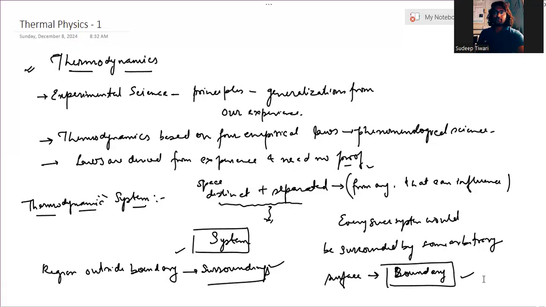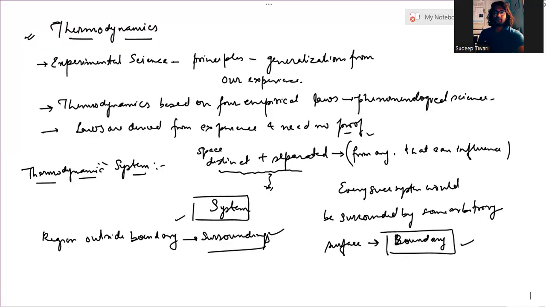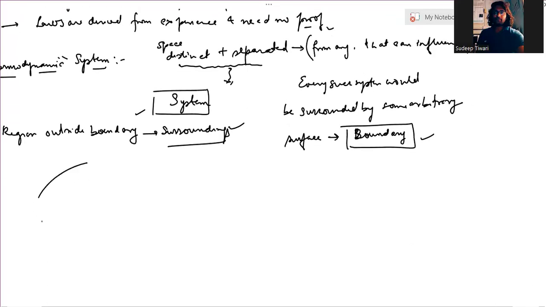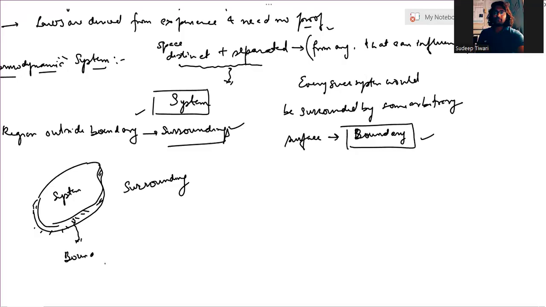For example, in general, let's say this is your system. The boundary sets apart the surrounding from the system. So this is, let's say, your surroundings, this is your system, and this will be your boundary. Is that fine to you? So in general, let us take an example of what you used to take in your high school physics.